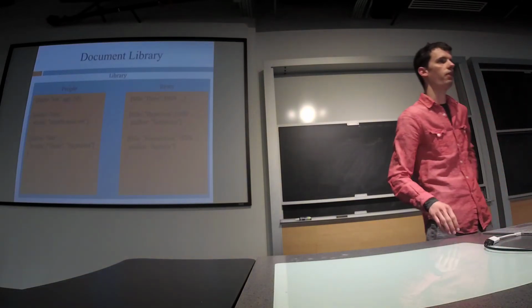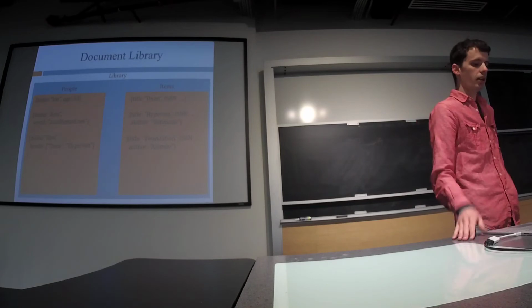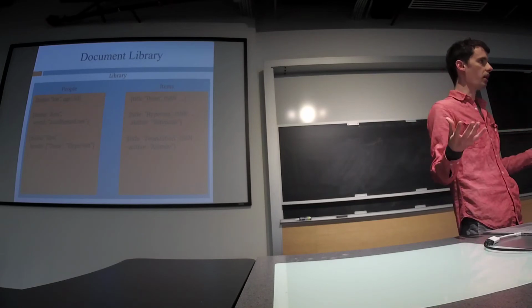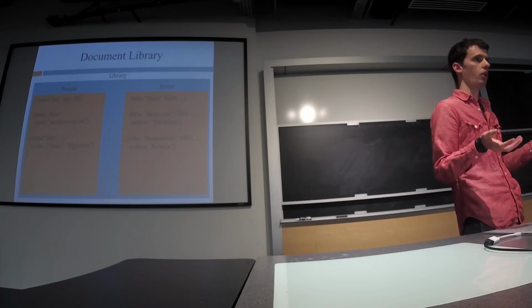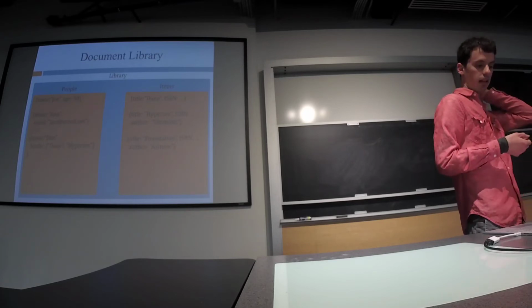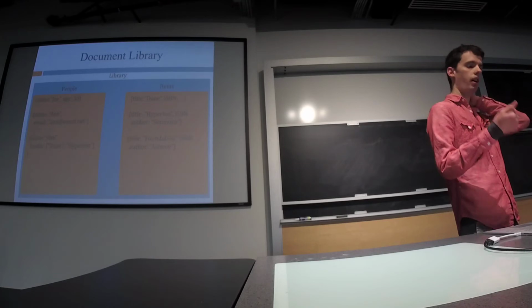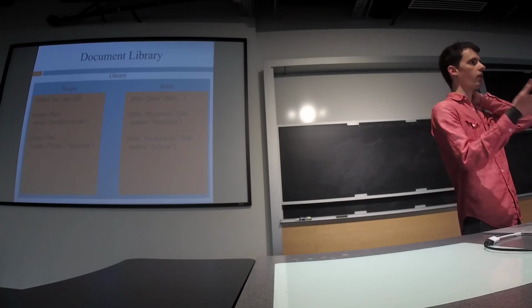Here's the document version of a library database. The whole blue thing is the database. The orange things are collections, so kind of like tables. And then within each collection are these little JSON things. Each one of those is a document.